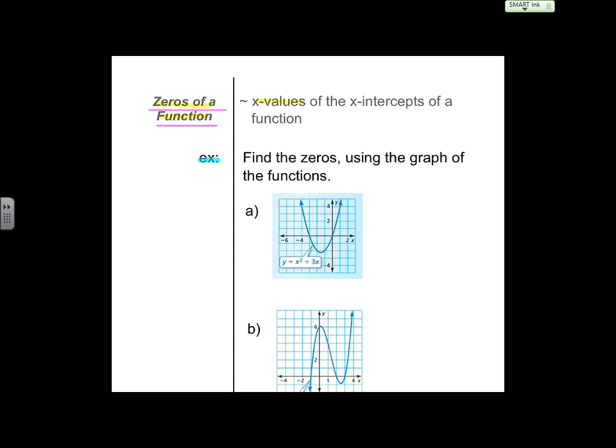So, zeros of a function. X values of the x-intercepts. That's all I need you to remember.